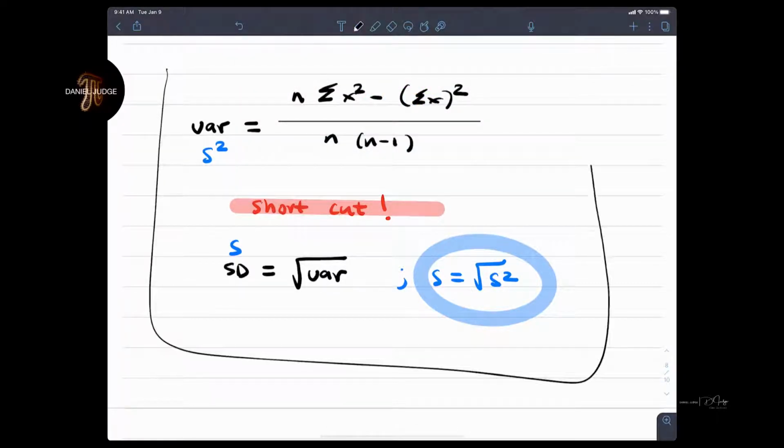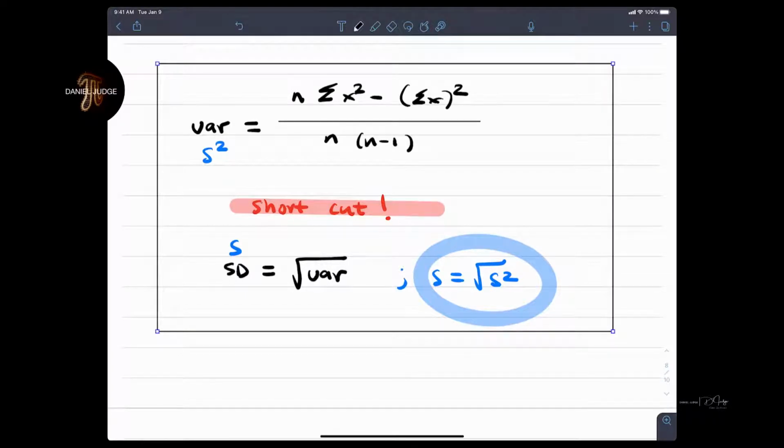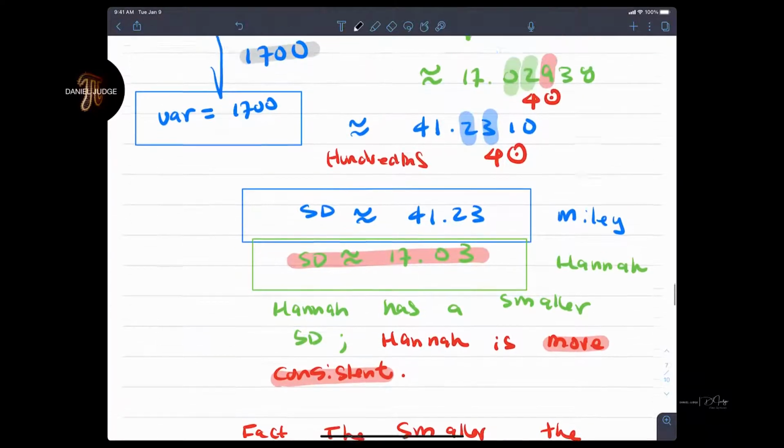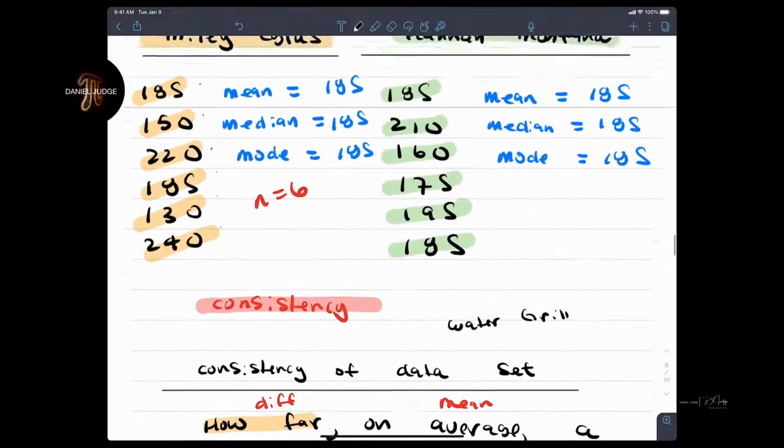And I can't recommend it enough. Now, you may look at this and say, you know, Mr. Judge, I don't know if that's a shortcut. Well, it is a shortcut. Let's go back to some data. I'm going to go back to the data of sleep. Let's get to the sleep data.